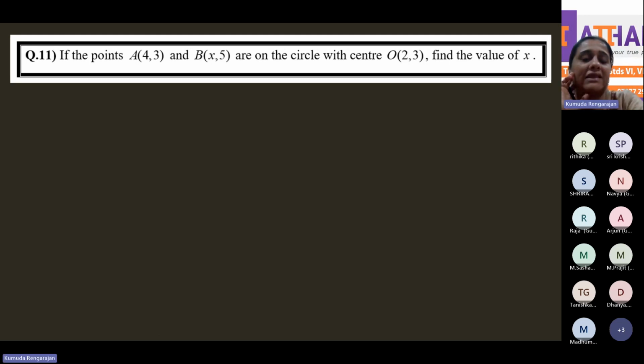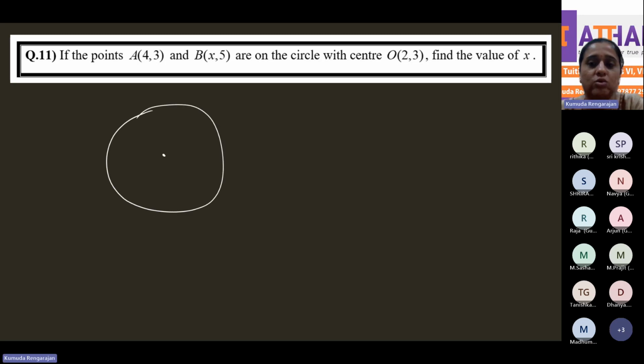Next one. If the points A and B are on the circle with center O, then find the value of x. Circle, center O, given by the address (2, 3). A and B lie on the circle. So A is (4, 3), B is (x, 5).